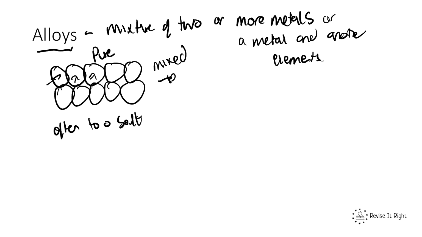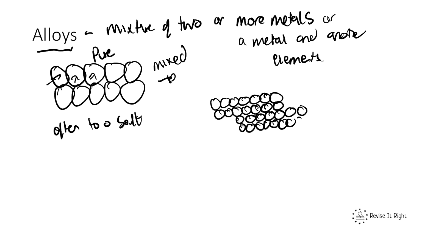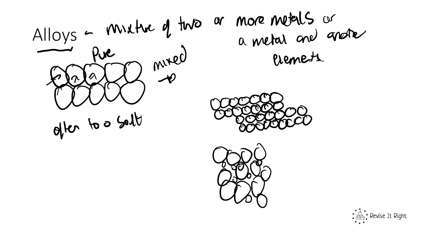So if we draw our pure metals, they look like this, and they can easily slide over each other as they're malleable, as we just looked at in the properties. However, when you mix them with another element, they no longer form those straight layers, and therefore they become much harder to slide over each other. Because of this, it makes the metal much harder.